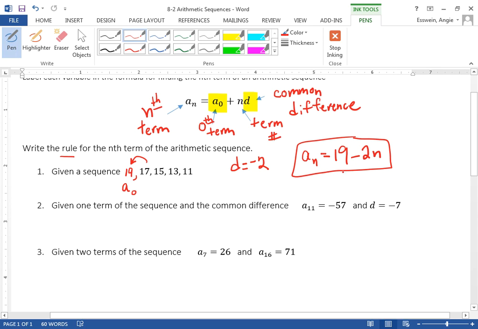And you can double check your answer. If you plug in 1 for the term number, you would get 17. If you plugged in 2, you would get 15, and etc. So any questions on that?